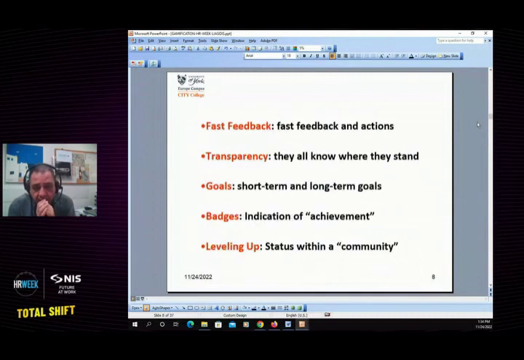So one is what we call fast feedback. Fast feedback and actions. In any game we play, whether that's Monopoly or Stratego or PlayStation or Nintendo or cards or backgammon or even sports, they are all based on this fast feedback.